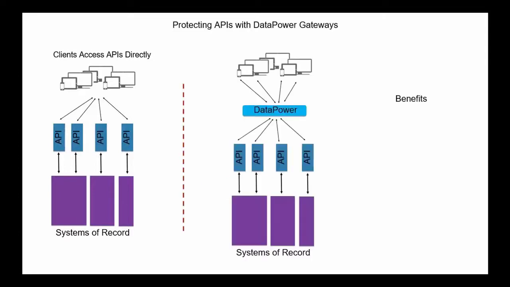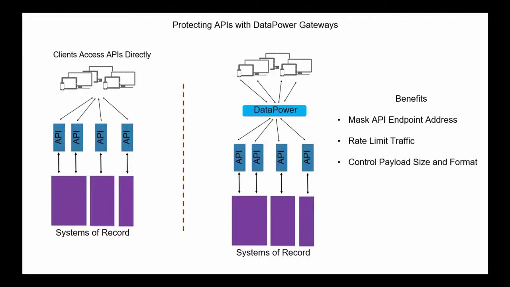You can put a DataPower gateway in the stream to provide a number of basic benefits with little or no effort. The gateway masks the API endpoint address, provides rate limit of traffic, can control payload size and format. You can easily add authentication and authorization and enhance logging. Now we're going to look at how this is actually done.